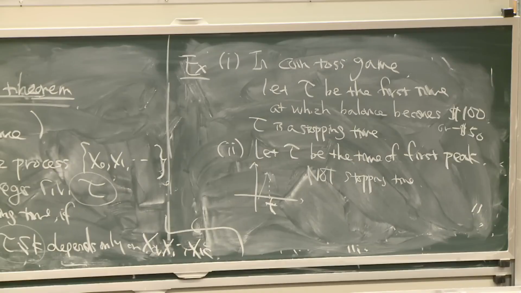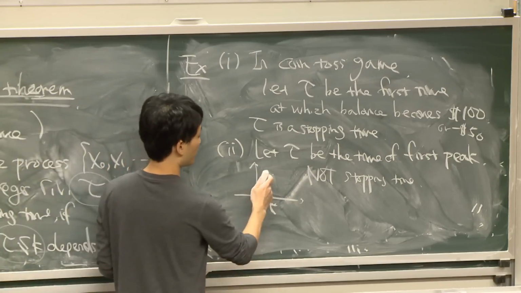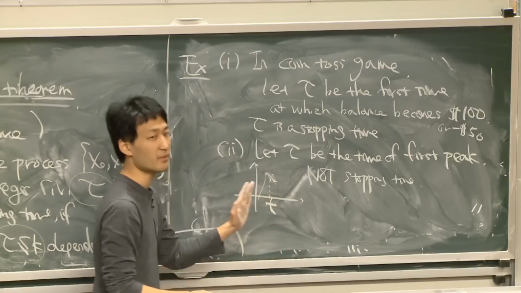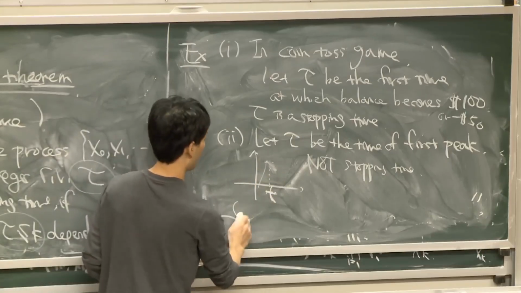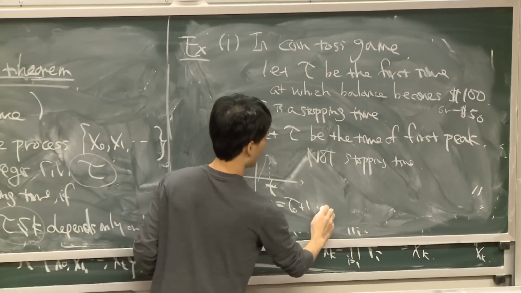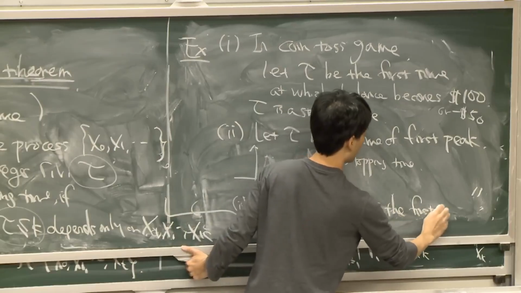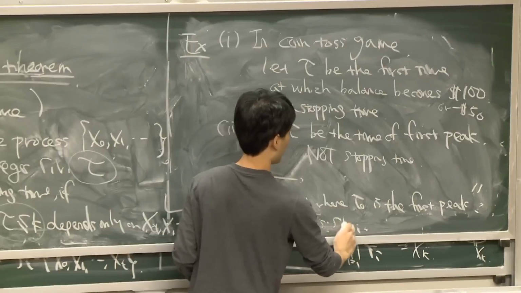Yes? Could you still have tau as a stopping time if you were referring to t and then t minus 1 was greater than t? Oh, so let's say it was the time after peak, the first time after peak. Yes, that will be a stopping time. So tau is tau 0 plus 1, where tau 0 is the first peak. Then it is a stopping time.